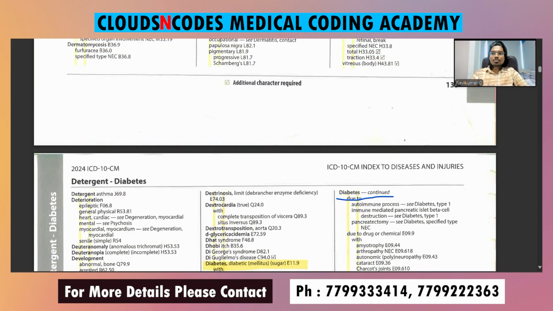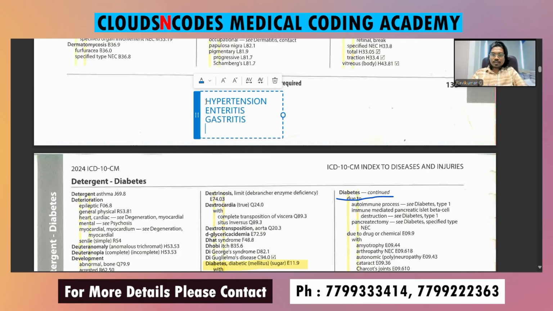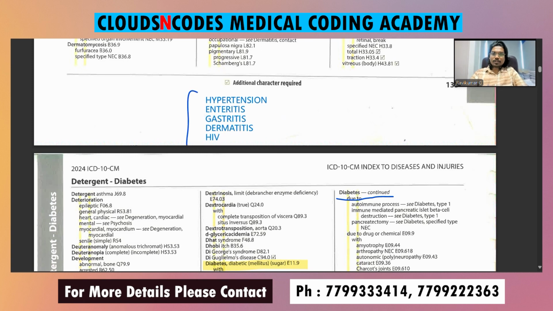Okay, write the codes for hypertension, enteritis, gastritis and dermatitis, followed by HIV. Write these codes in the comment section: what are the codes for hypertension, enteritis, gastritis, dermatitis and HIV.